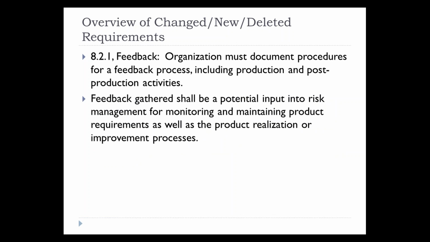Moving into Section 8, 8.2.1 Feedback. The organization must document procedures. Again, a requirement for a documented procedure here for a feedback process, including production and post-production activities. The feedback gathered shall be a potential input into risk management for monitoring and maintaining product requirements, as well as the product realization or improvement processes. So you're gathering this information through your feedback processes. Do something with that information. It's now a requirement. It goes into your risk management process and improvement processes.